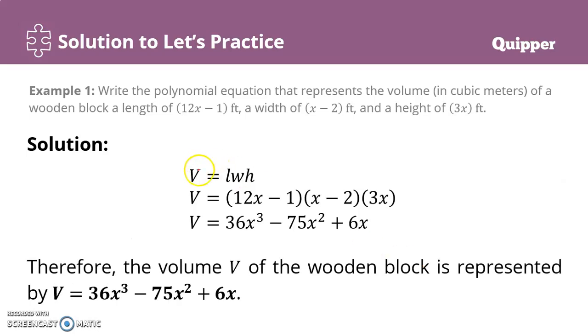So, di ba kanina, the volume is V equals LWH. So, that's length times width times height. So, the volume equals yung length natin is 2x minus 1 times yung width is x minus 2 times yung height is 3x. So, simplifying that, we multiply this, and then the answer, we multiply it here. And this is equal to 6x cubed minus 15x squared plus 6x. So this is now the polynomial equation that represents the volume of the wooden block.